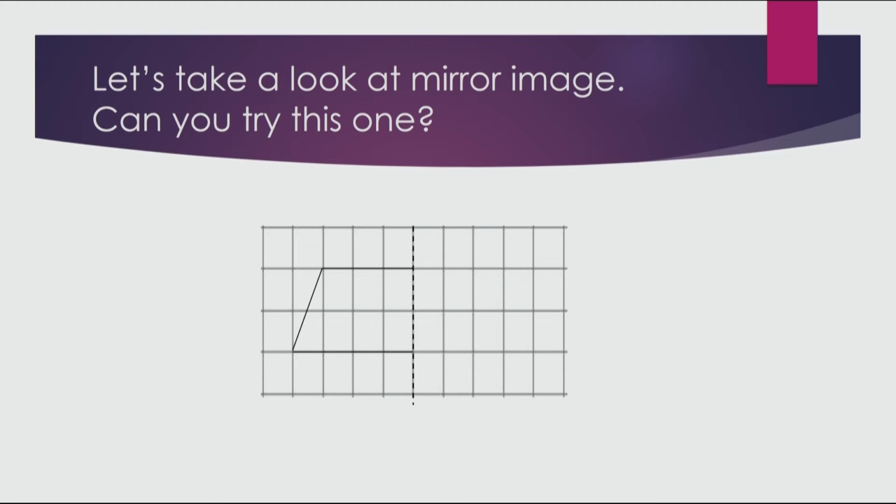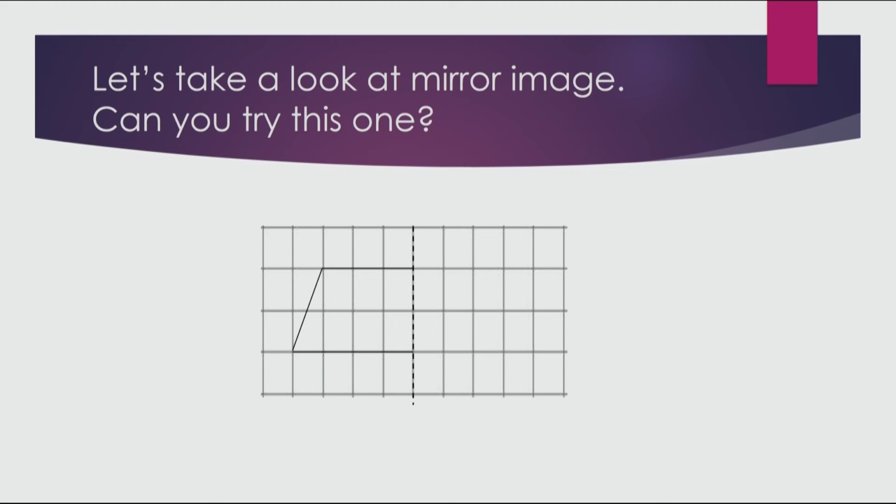So let's take a look at mirror image. Can you try this one? So when we look at this shape, it is made up of two horizontal lines and one diagonal line. So the top line is how many squares away from the mirror line? 3 squares. Very good. The bottom line, how many squares is it away from the mirror line? 4 squares.